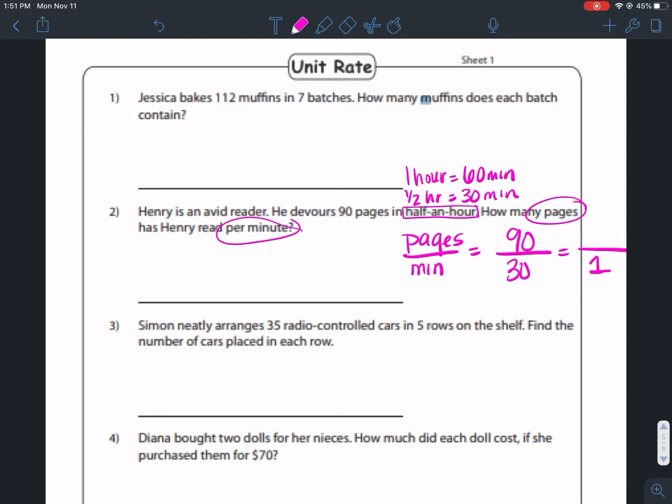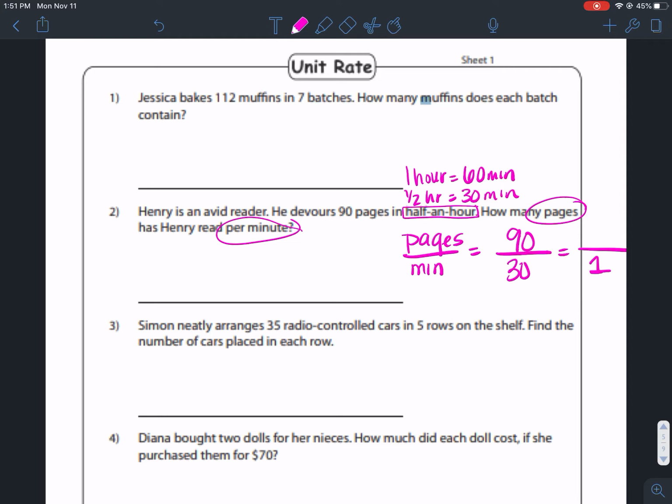Next question that I got a lot. How do I know what I'm dividing it by? Do I divide it by 90 or divide it by 30? Well, I'm going to check. Where is that 1? My 1 is with my 30. So 30 divided by 30 is 1. So whatever I do to the bottom, I need to do to the top.